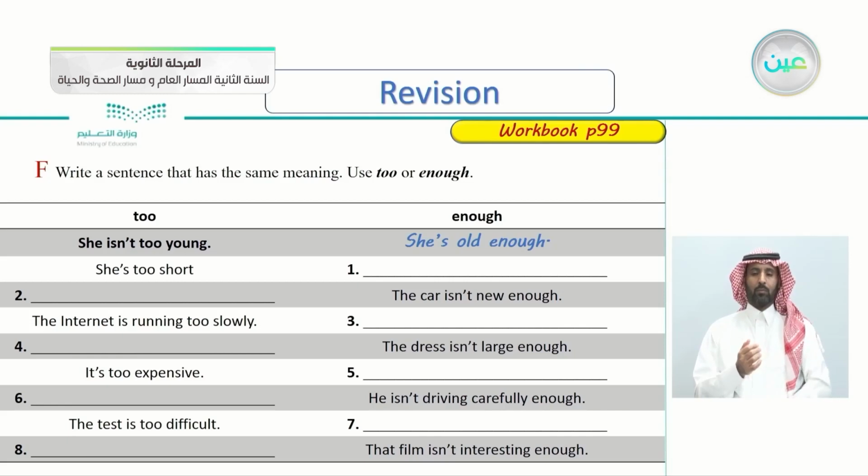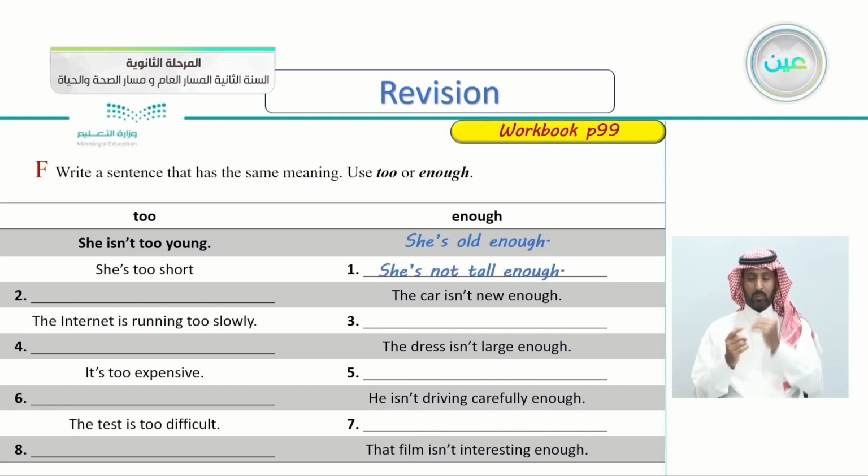She's too short. So what sentence has the same meaning using enough? Yes, she's not tall enough. Very good. The car isn't new enough. Let's see the answer here. The car is too old.